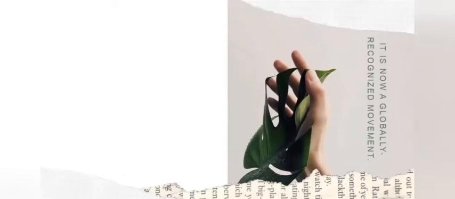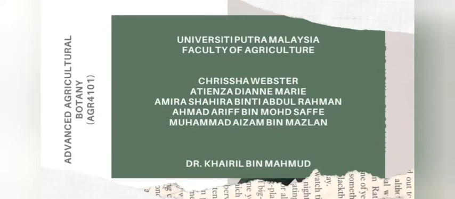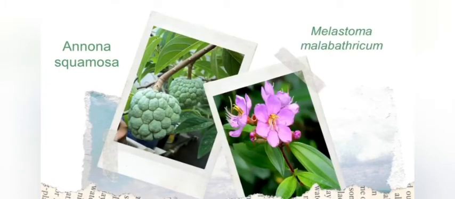Hello everyone, we are the students from the University Putra Malaysia Faculty of Agriculture, and as a requirement for the Advanced Agricultural Botany, we are here to discuss two plant species called Annona squamosa and Melastoma malabathricum.